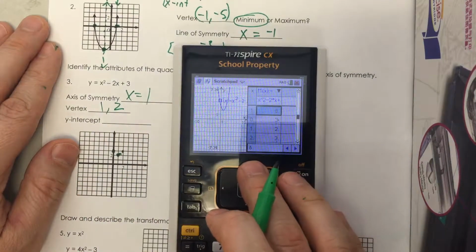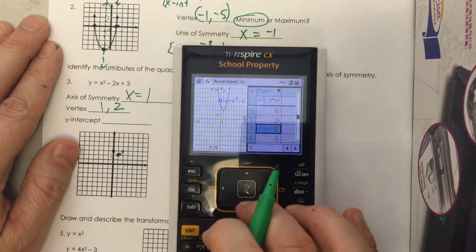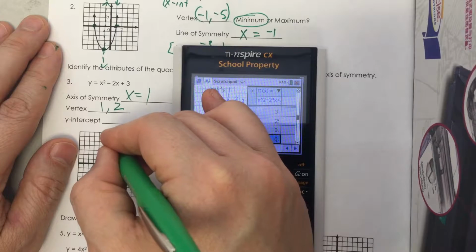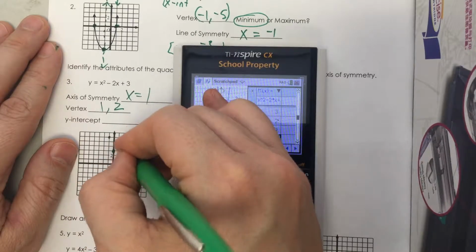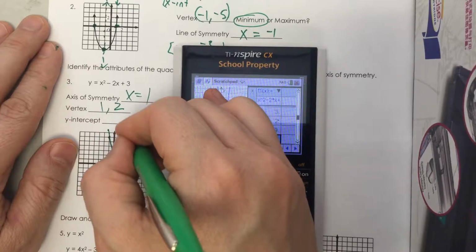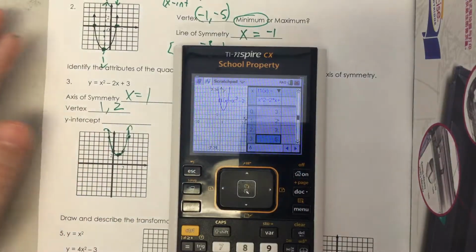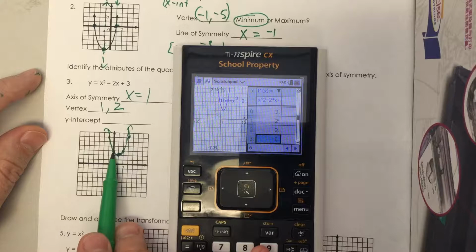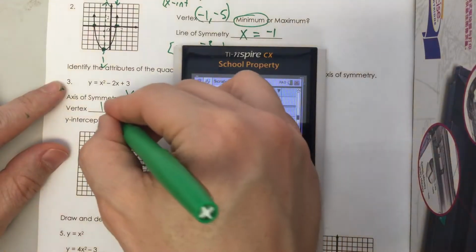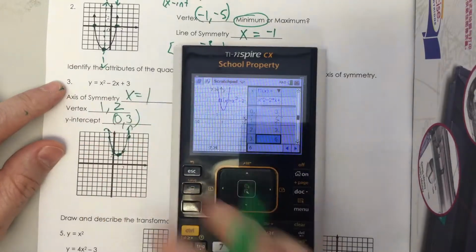Let's pick out a couple of other points: -1, 6, and +3, 6. Now I have a good sketch of my parabola, and it's accurate. It has actual points that are right off the table. Okay, the y-intercept, it looks like it's right here, right? The y-intercept is where x is 0. 0, 3 is my y-intercept. So that's how you do those.